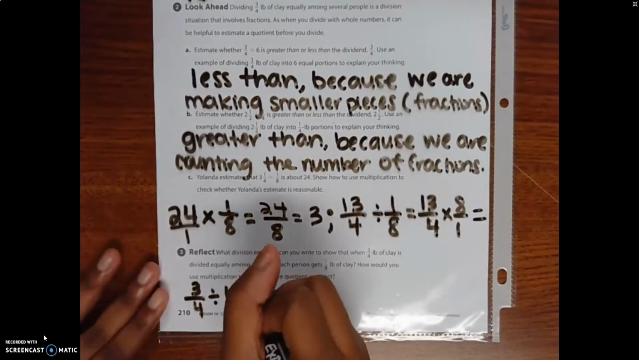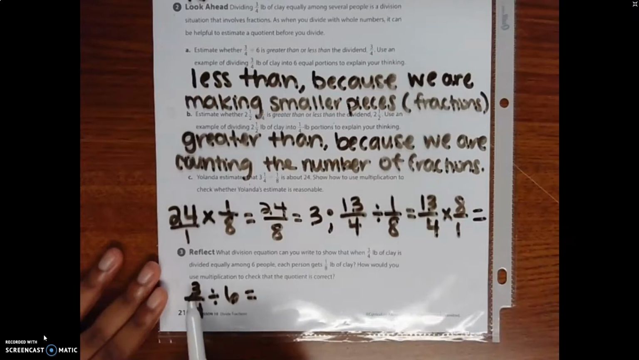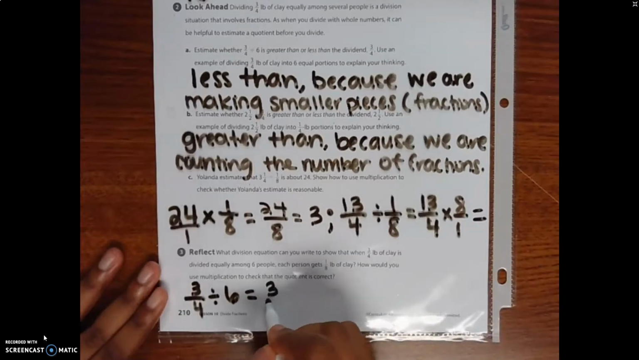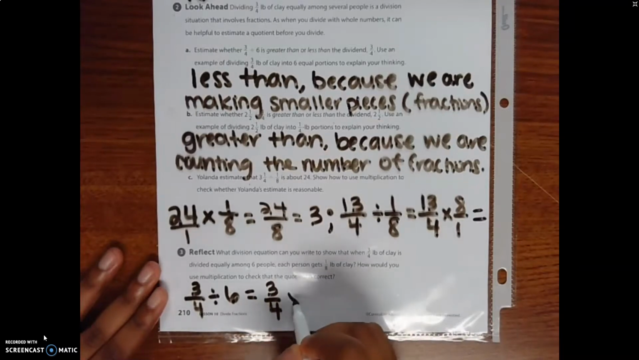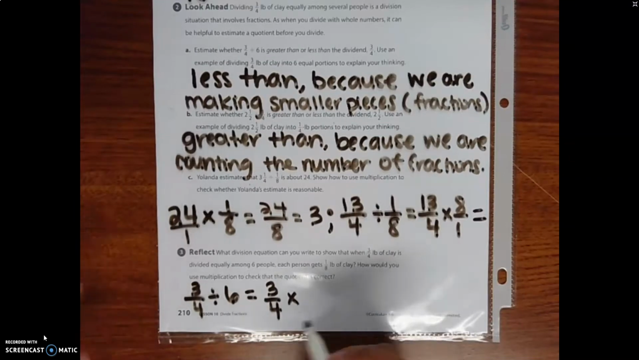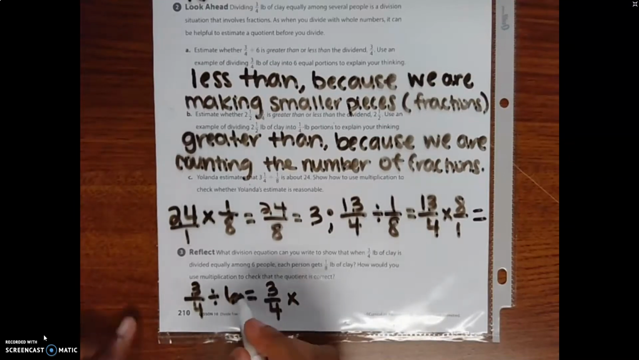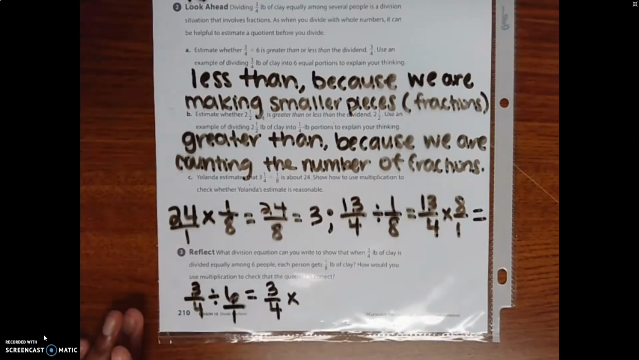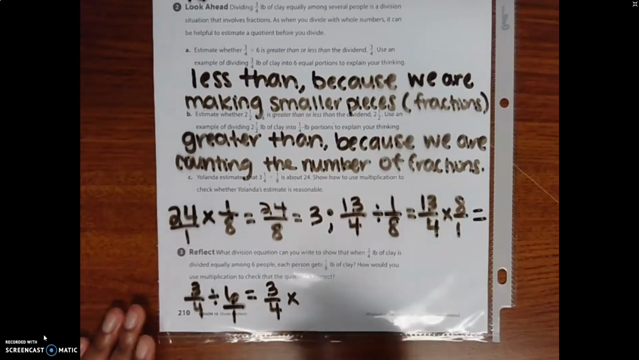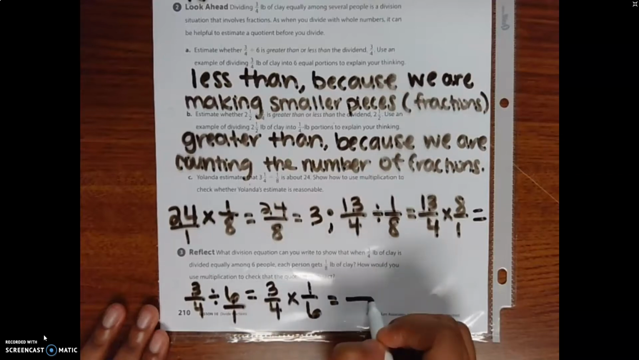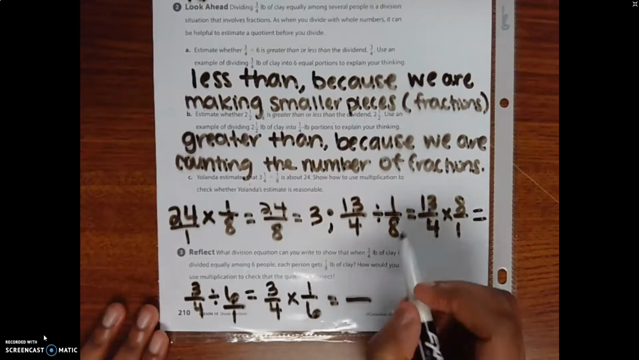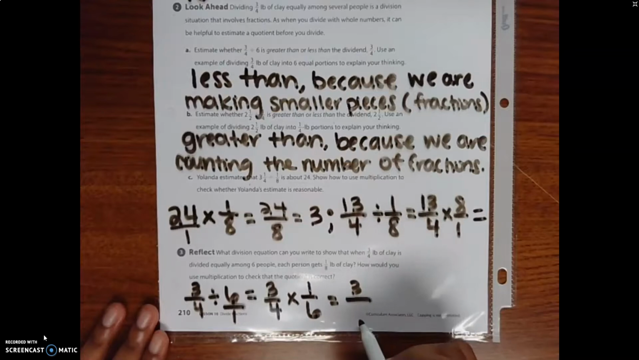We're going to use our keep, change, flip method. So 3/4, we're keeping that the same. We're changing that division to multiplication. And we're going to flip our fraction. Now, we don't have a fraction here, though. So that's why you can't forget to put your 1 here, right, under all whole numbers. Here, we're going to flip it. So it'll become 1/6. And we're going to multiply straight across. So 3 times 1 is 3. 4 times 6 is 24.